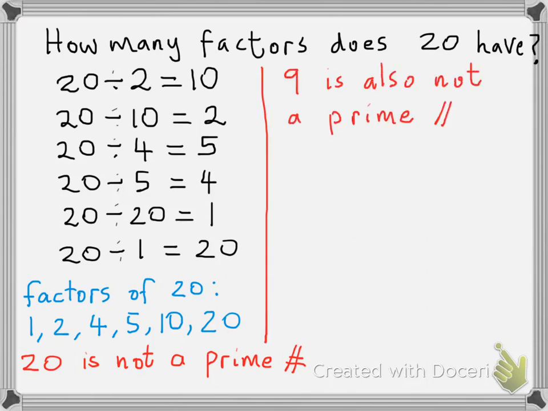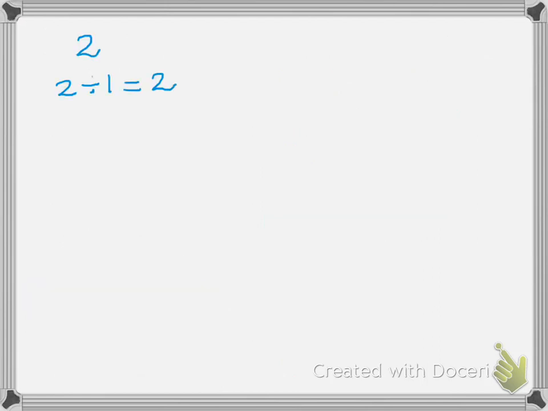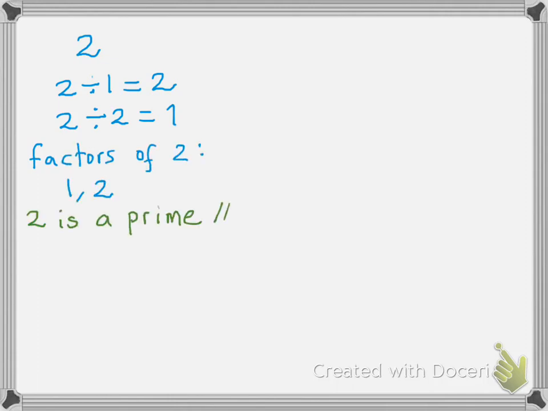Similarly, 9 is not a prime number because it has more than 2 factors: 1, 3, and 9. But what about the number 2? How many factors does 2 have? 2 has only 2 factors, itself and 1. If you divide 2 by 1, you get 2. If you divide 2 by itself, you get 1. There's nothing else that will divide 2 and give you a whole number without a remainder. So therefore, 2 is a prime number.